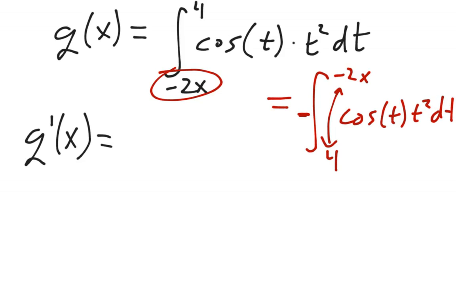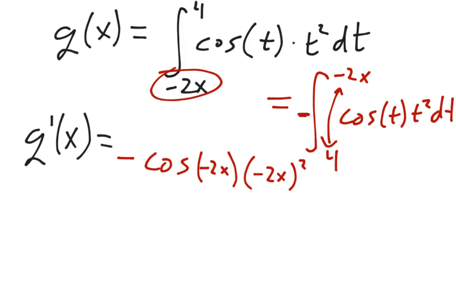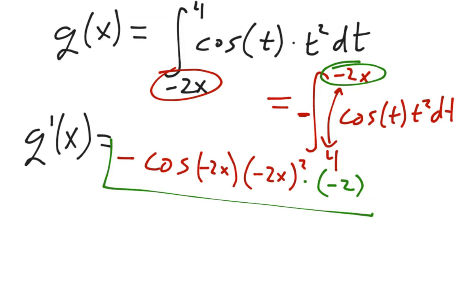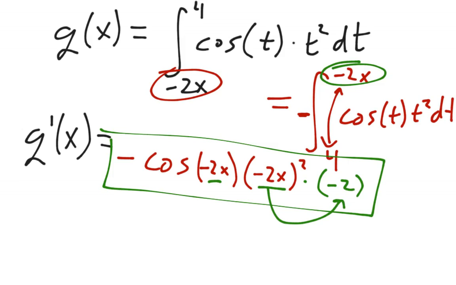So I have the negative here. I take cosine, and instead of t, I have negative 2x. And instead of t squared, I have negative 2x squared. It's stuff. I chain rule the negative 2 out, and that is my final answer. So negative, cosine, stuff, stuff squared, chain rule, just the stuff.